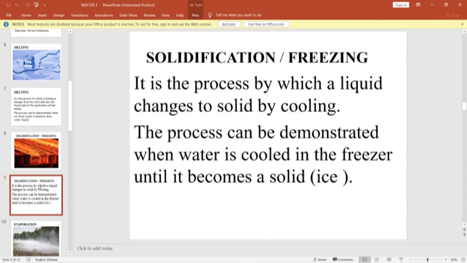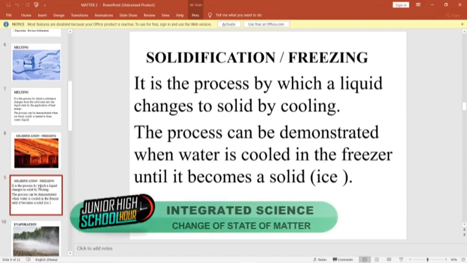The process can once again be demonstrated when water is cooled in the freezer until it becomes a solid, that is ice. We all know ice block. So that is an example of changing from liquid state to the solid state.